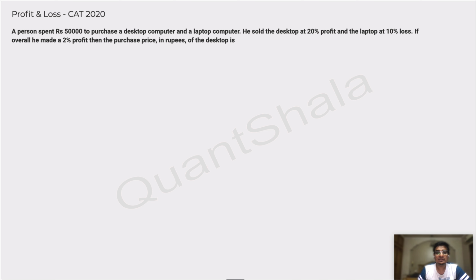So moving on to the second approach. In the first approach, we saw that we were repeating this 50,000 figure again in every equation, which was making the calculations a little complex. So now what we can do here is think only about the profit. What we know is that profit overall is 2% of 50,000, which is nothing but 1,000.